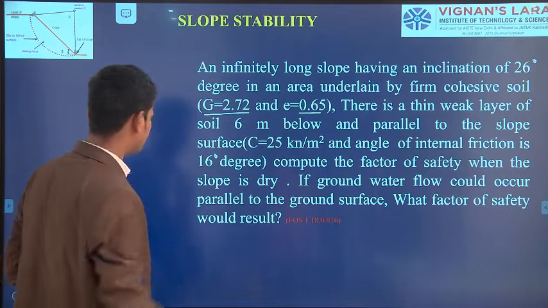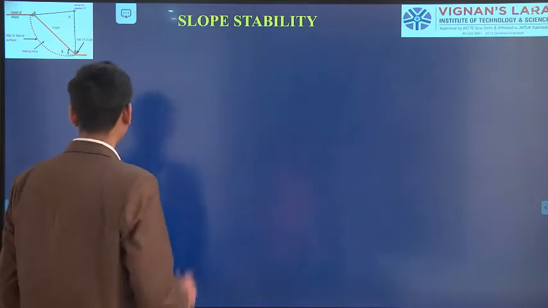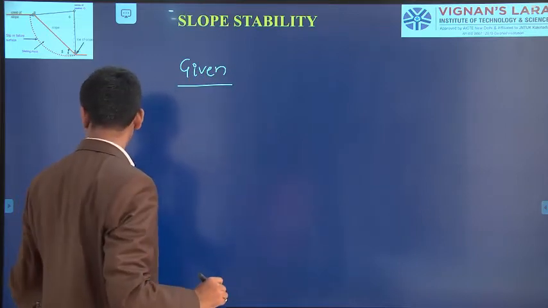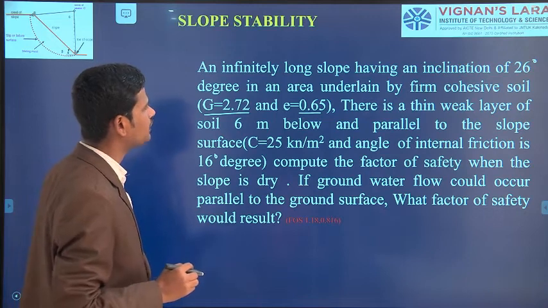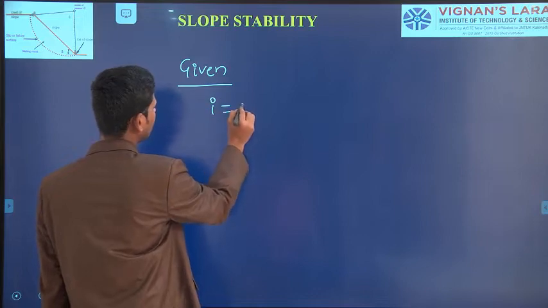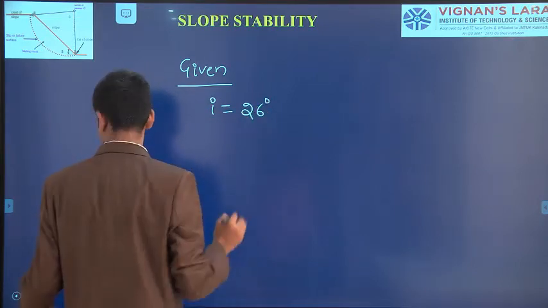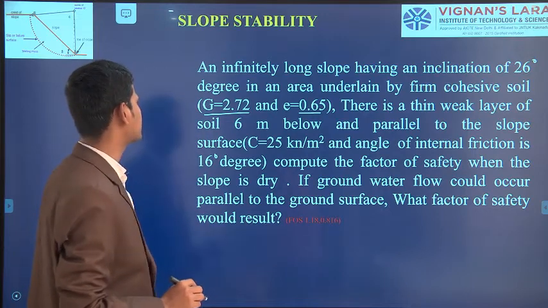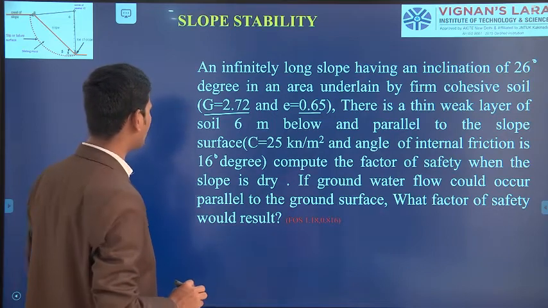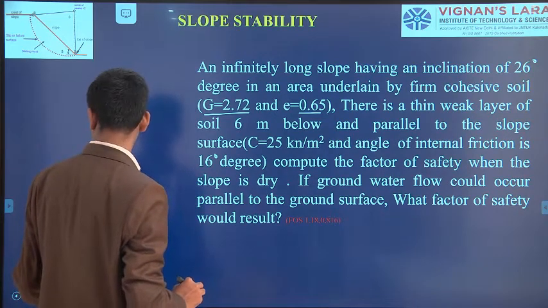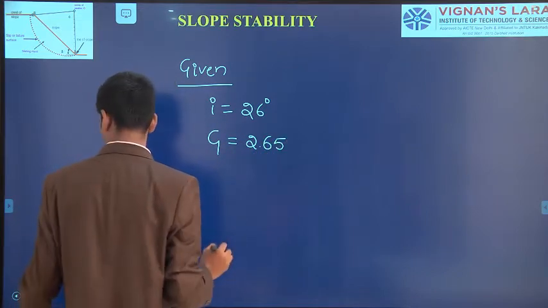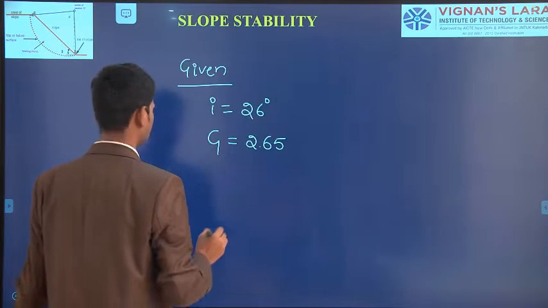First, we will write the given parameters in this problem. For an infinitely long slope, the angle of inclination, which is i, is given as 26 degrees. In the underlying firm cohesive soil, the specific gravity G equals 2.65 and the void ratio e equals 0.65.